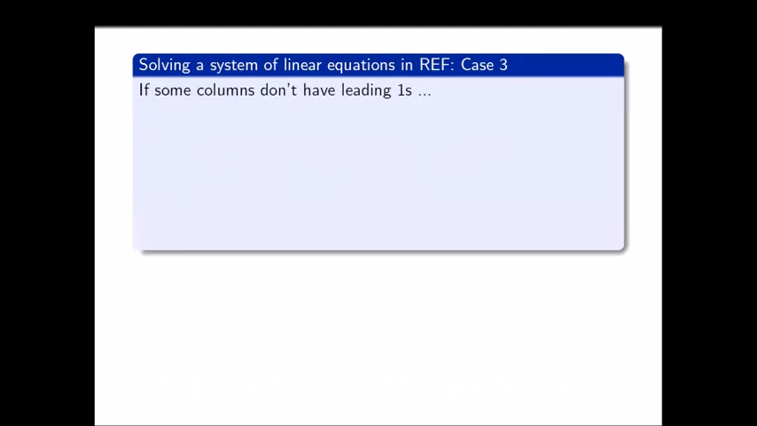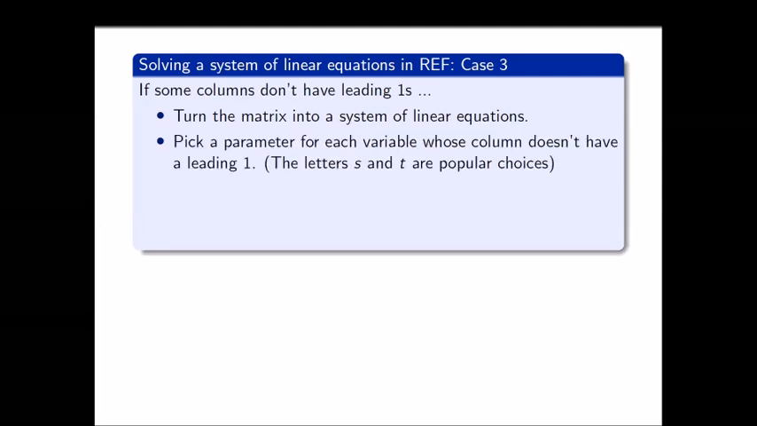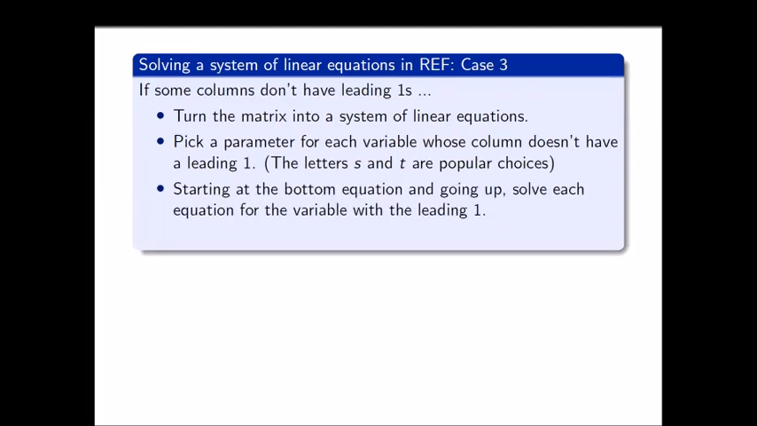Now let's move to case 3. So case 3 happens when some of the columns don't have leading ones. In that scenario, we turn the matrix into a system of linear equations. We pick a parameter for each variable whose column doesn't have a leading one. Letters S and T are popular choices. You can use letters U and V. You can use some of the Greek letters if you want. It's all fine. And then starting at the bottom equation, we go up and we solve each equation for the variable with the leading one.